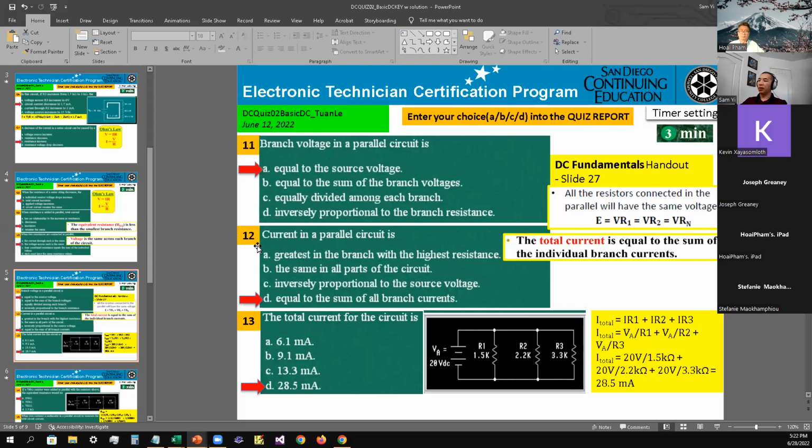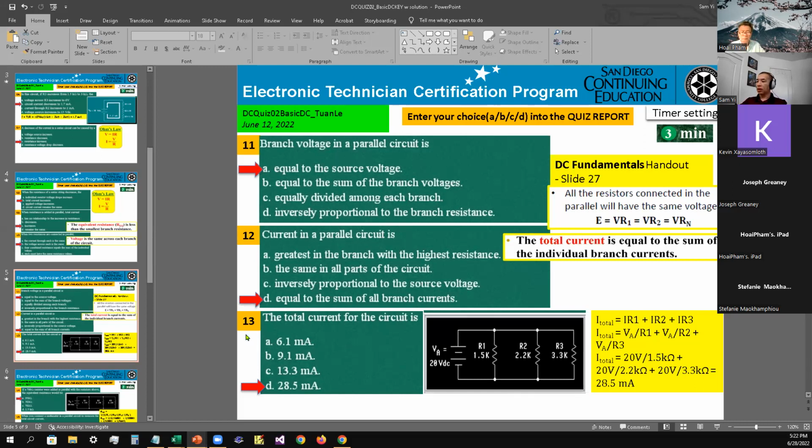Number 12, the current in a parallel circuit is... So the current is going to get divided. Some current goes down this way, some goes down this way, some will go down this branch. If you add them all together, that equals your total current. So the answer is D as in David for number 12: equal to the sum of all branch currents.